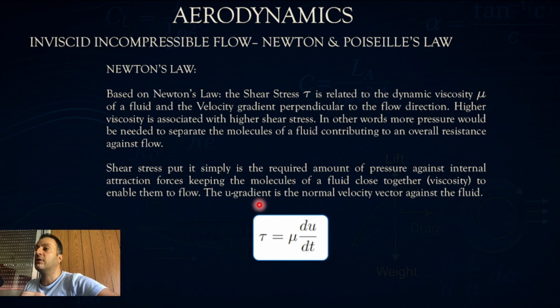The U gradient is the normal velocity vector against the fluid. All right, so the U gradient is the velocity vector that is pushing against the fluid. Normal velocity, okay, but it is parallel to the direction of the flow.